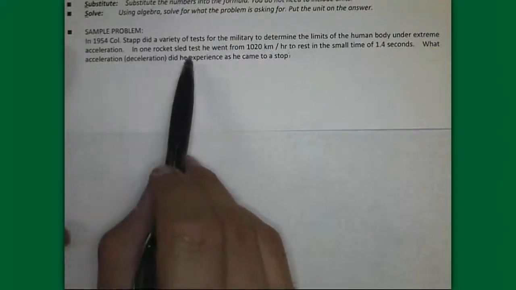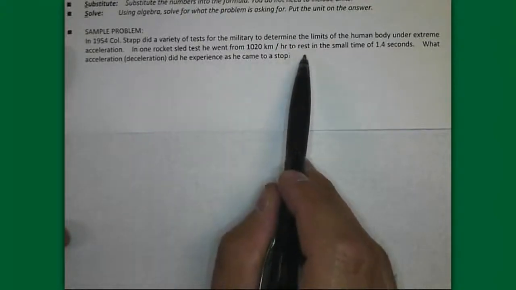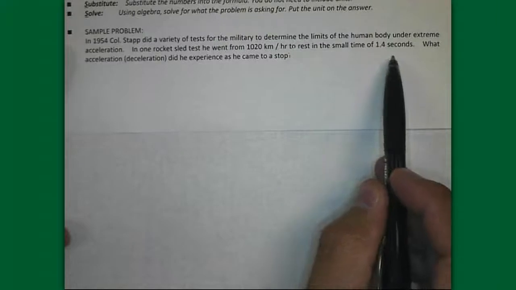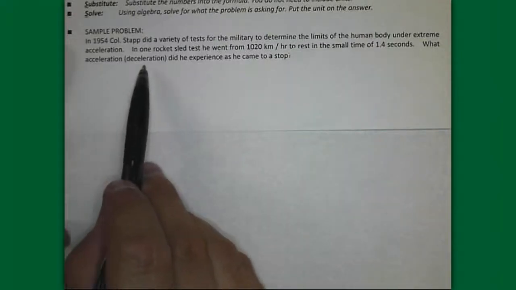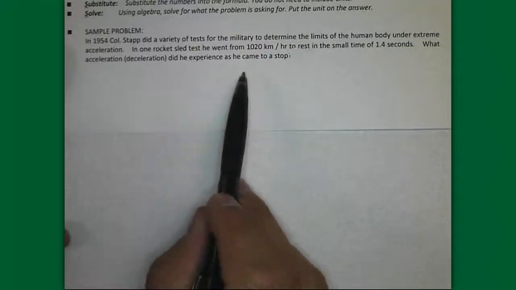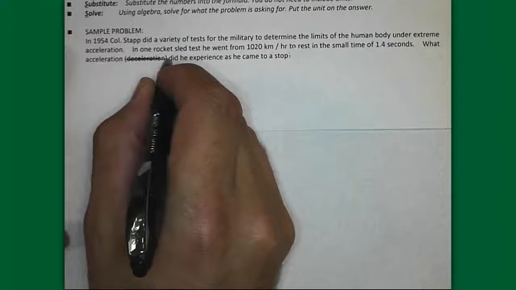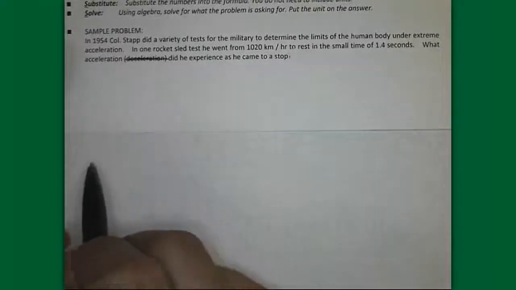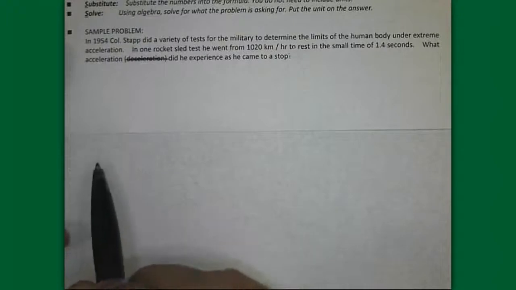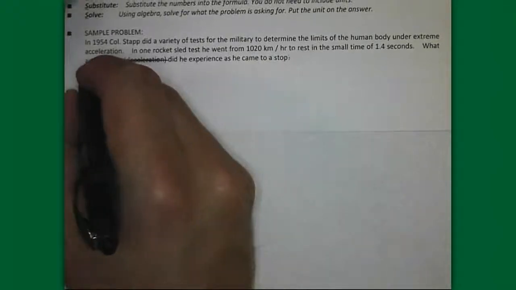In one rocket sled test, he went from 1,020 kilometers per hour to rest in the small time of 1.4 seconds. What acceleration or deceleration did he experience as he came to a stop? First of all, this term right here I probably should not include. We don't use this term in physics. What acceleration did he experience? It could have been slowing down, it could have been speeding up. Acceleration is all the same. So let's use the GUESS method to solve this problem.